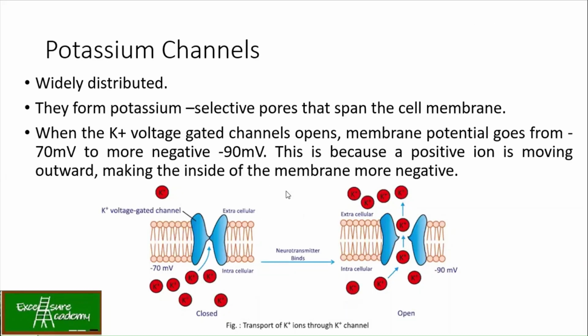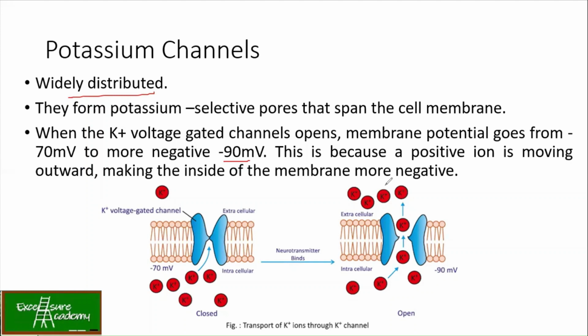So now let's talk about the potassium channel. This is also very similar to your sodium channel. Of course, it is widely distributed. They form the potassium selective pores that span the cell membrane. Now when the K plus voltage gated channel opens, membrane potential goes from minus 70 to more minus 90 millivolt. This is because the positive ion is moving outward, making the inside of the membrane more negative.